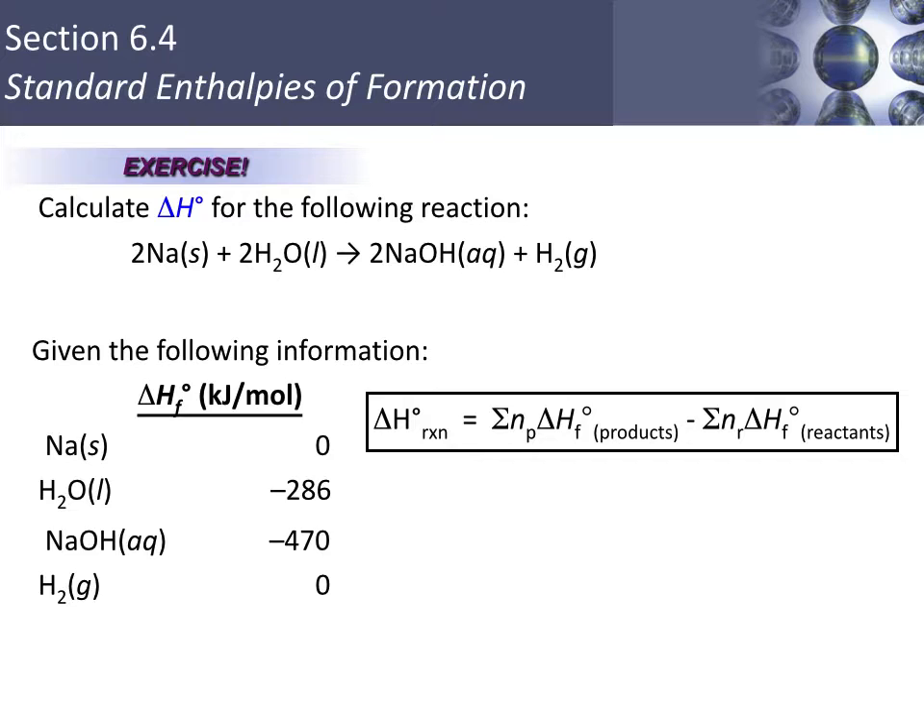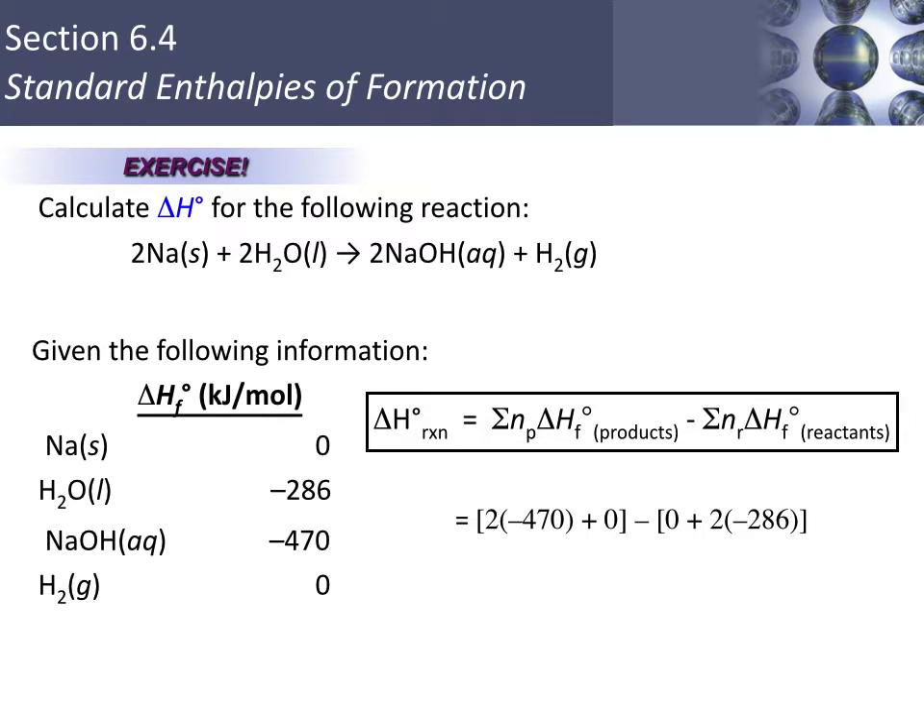If we were going to sum the delta H for the products, we would do it like this, where we would have 2 times negative 470, because if you look at the balanced equation, you can see you have 2 sodium hydroxides, and the heat of formation for sodium hydroxide is negative 470. And then you would be adding the heat of formation for hydrogen gas, which is 0, and then we subtract the heats of formation for the reactants.